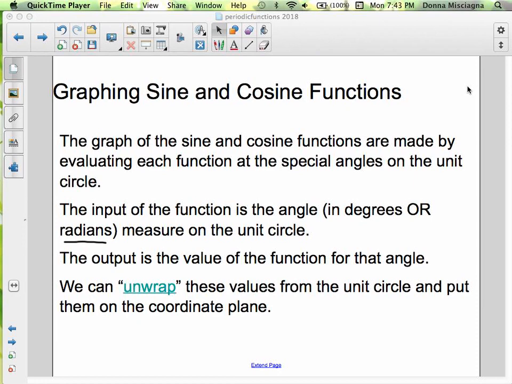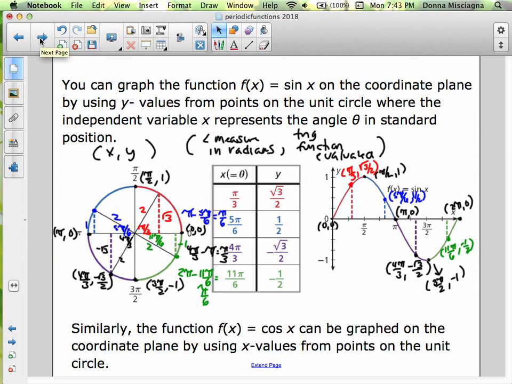We can unwrap these values from the unit circle and put them on a coordinate plane. I have some examples in your notes as well as up here. First, we're just going to learn how these graphs come about. What are these values?